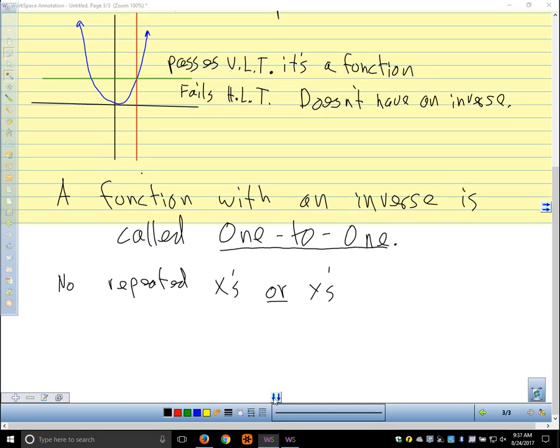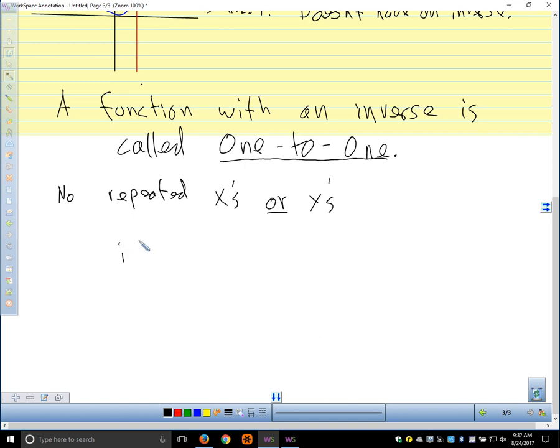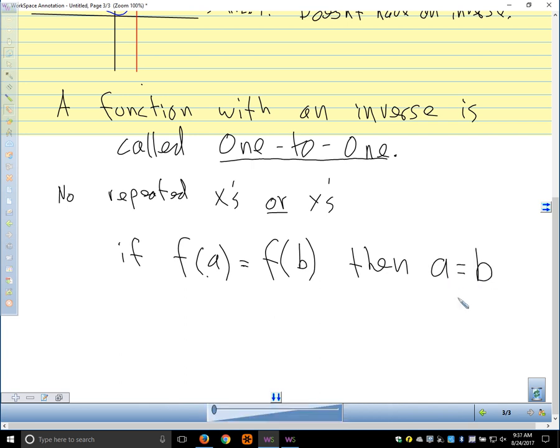Another way of saying a function is one-to-one is if f of a equals f of b. So we have two of the same y values. That has to mean that a equals b. That means if we get the same y value, we have to plug the same x value in. There's no other way to get two same y values if our x values aren't the same. So we call those functions one-to-one.